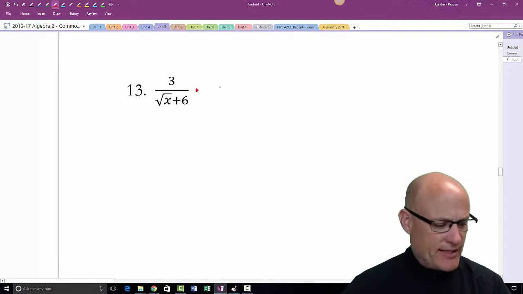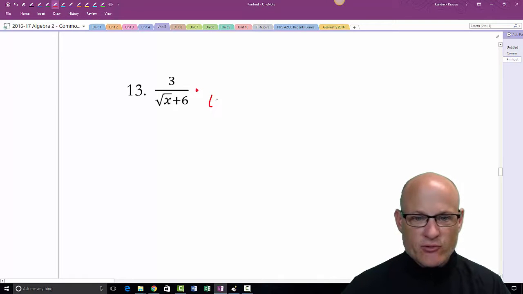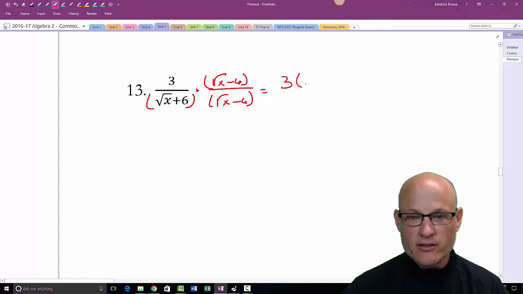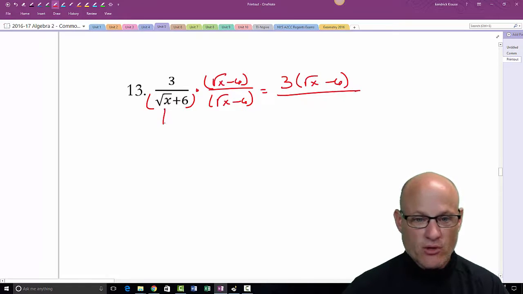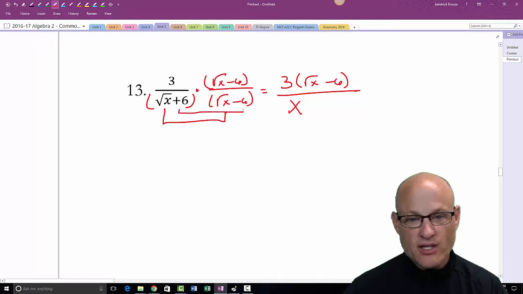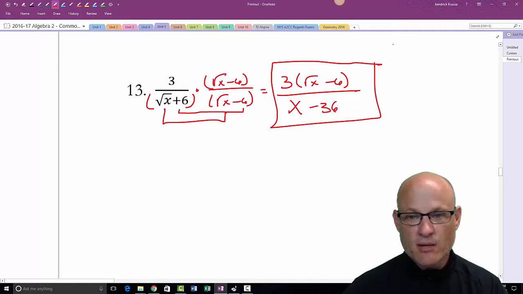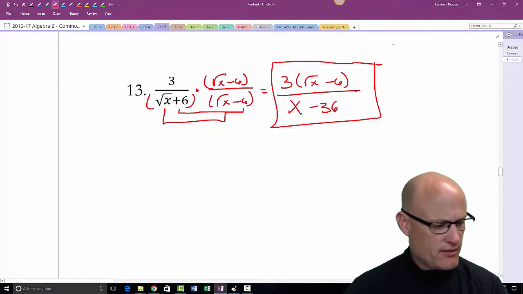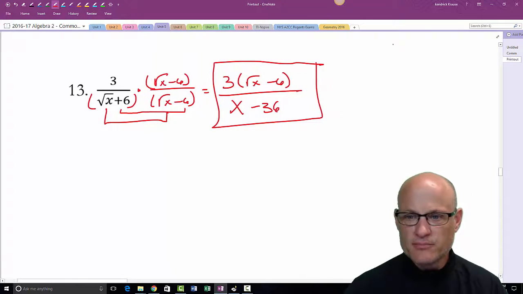So we've got to multiply by the conjugate here. The conjugate is square root of x minus 6. So in the numerator, I get 3 square roots of x minus 6, all over square root of x times the square root of x, which is x. We don't need to do the middles because they will always cancel. Positive 6 times negative 6 is minus 36.